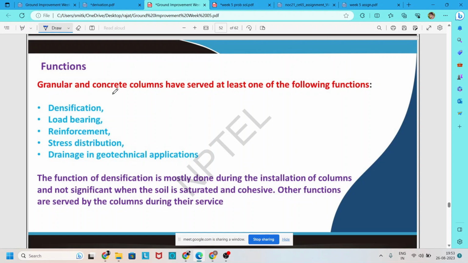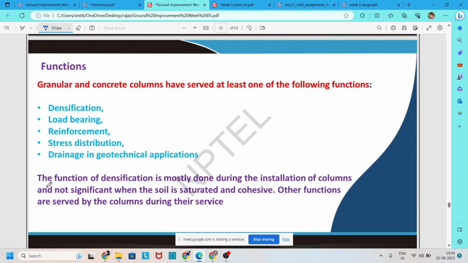Then stress distribution. It also serves as stress distribution. That means more stress is taken by the composite geomaterial and less stress is taken by the surrounding soil. So more load can be transferred to the ground through the composite and the ground is stabilized. Sometimes it also serves as drainage, like the stone column or sand column. That means it is permeable, so during liquefaction this may serve as a drainage path and easily dissipate the excess pore water pressure.